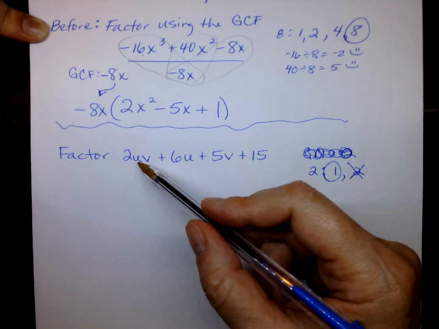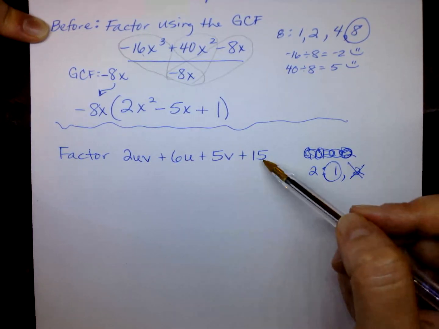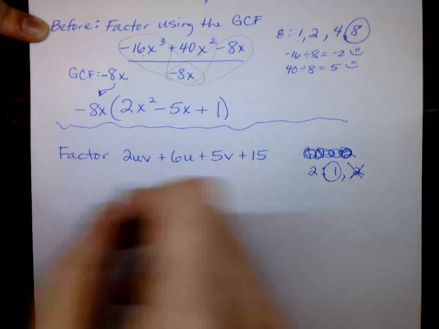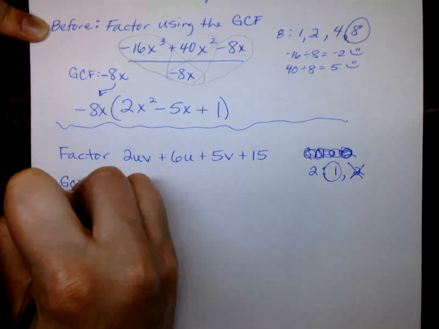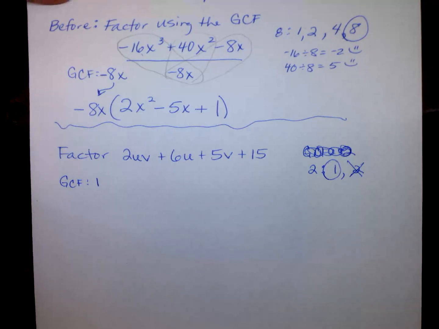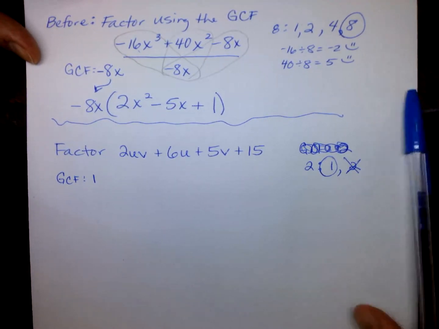How about the variables? There's a u and a v, there's a u, there's a v, and there's a nothing. No variables on this last term, it's a constant. And so there's no variable that can be part of the GCF either. So overall, if I look for a GCF, the only GCF is 1, and that doesn't really do much for us as far as factoring goes. So we need another option, and that's where this thing called factor by grouping comes in.